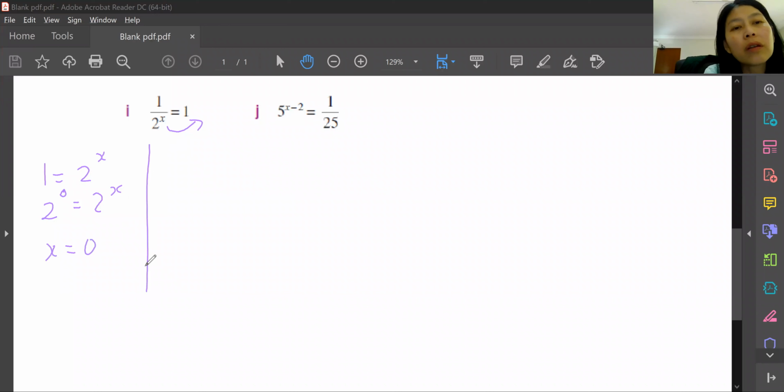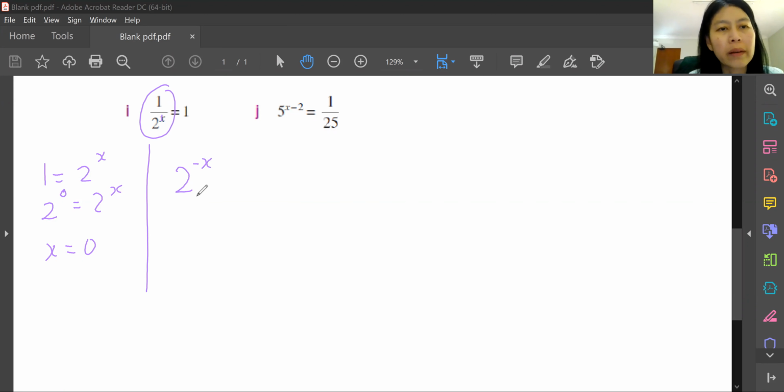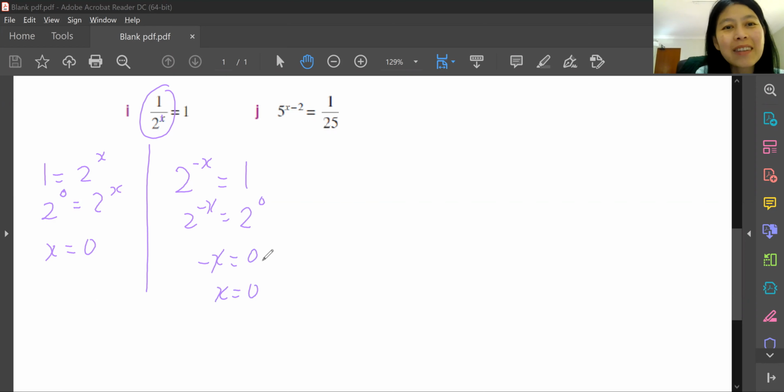Now, say another student says, no, I didn't do it that way. Can I make my left-hand side to the same base like you did earlier? Yes, we can do that. So get this one, it becomes 2. See, it was a positive x, it becomes negative x over 1, but we don't write the over 1. And same thing equal to 1. Now we're going to change 1 into base 2. So negative x equals 0, x equals 0. Okay, so this is the alternative way to solve it.